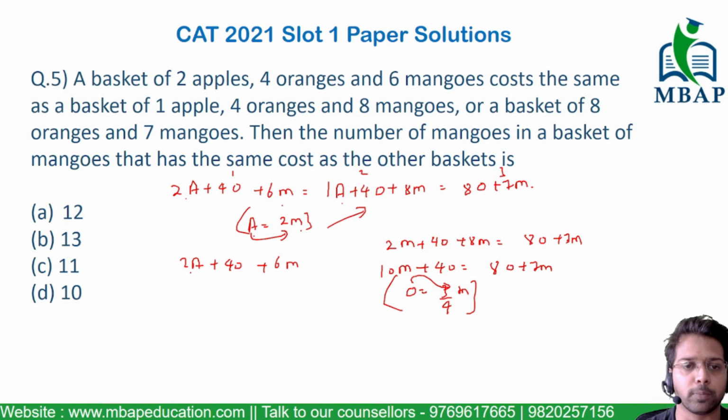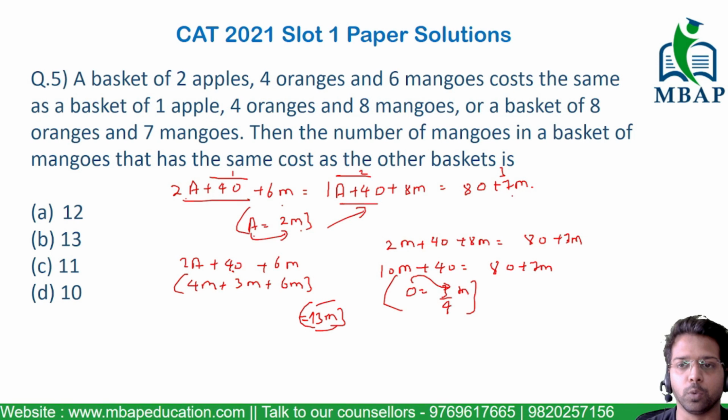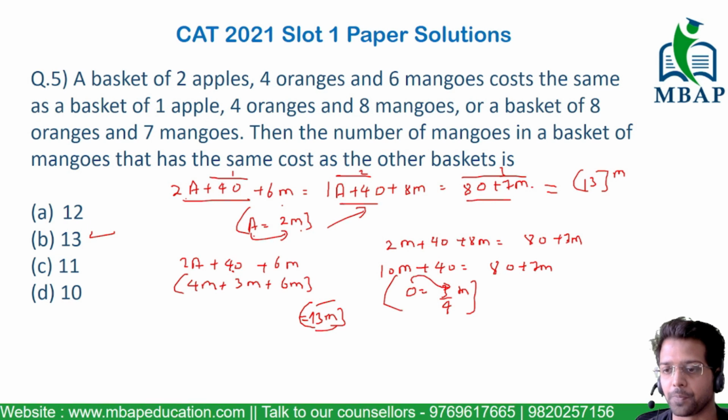A is equal to 2m, so 2 times 2 will become 4 mangoes. 4 times 3/4 of m, 4 into 3/4 will become 3 mangoes, plus I have got 6 mangoes already here. So 4 plus 6 is 10, plus 3 will become 13 mangoes. So the overall cost of basket 1, basket 2, basket 3 should be as good as a basket which contains 13 mangoes, and hence I am going to mark option number B to be the final answer for this question.